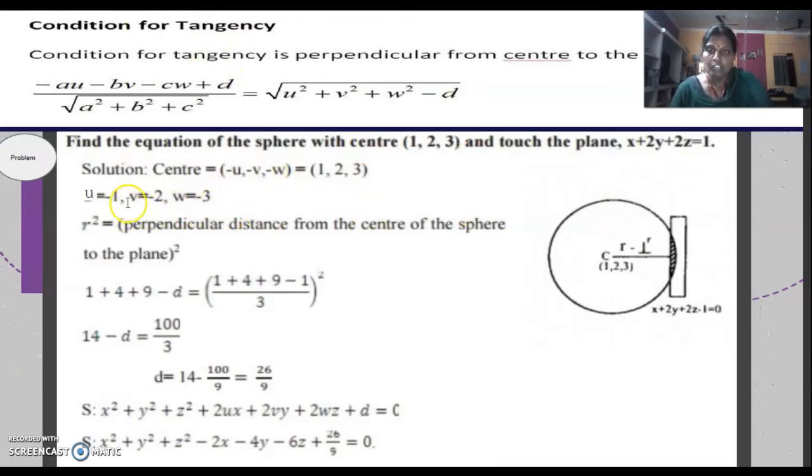Now, using the tangency formula, r equals the perpendicular distance from the center of the sphere to the plane. Can you get it? Yes. We can apply this formula, substitute the values for the plane, and we get d = 26/9. Already the center is given and d is also given, so u, v, w we also know. Apply this value of d and using these values we can write the equation of the sphere. So there is a simple method to find whether a plane is a tangent plane.